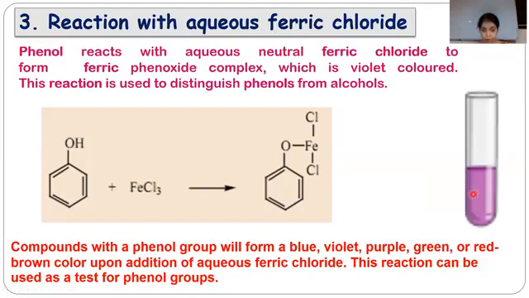Compounds with a phenol group will form a blue, violet, purple, green or red-brown color upon addition of aqueous ferric chloride. Depending on the different carbon skeleton of the phenol, whether it is simple phenol, cresol, resorcinol or hydroquinone, on this basis the phenols can produce blue, violet, purple, green or reddish-brown color with aqueous ferric chloride, and the same type of ferric phenoxide complex will form.